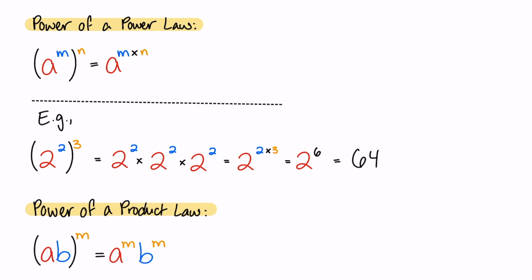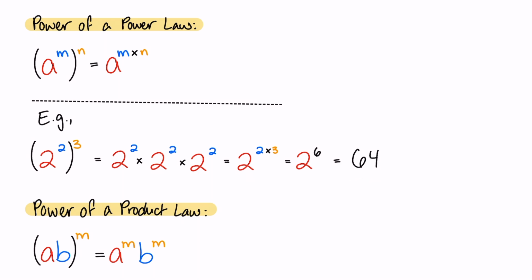The next exponent law is quite simple. It's the power of a power law. This law says if you have an exponent to the power of another exponent, you can multiply the exponents. So for example, we have 2 to the power of 2, and all of that is to the power of 3. That is the same thing as 2 to the power of 2 times 3, which is the same thing as 2 to the power of 6, and when you solve, gives us 64.